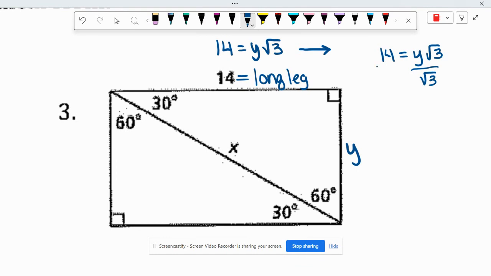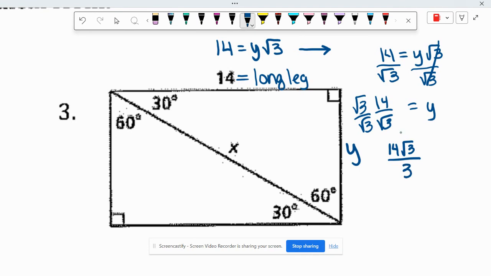Yeah, divide both sides by the square root of 3. So now I've got y all by itself. Y equals 14 over the square root of 3. Can I leave that like that? Can I leave the square root of 3 in the denominator? Nope. I have to multiply by a fancy one. Square root of 3 over the square root of 3. So 14 root 3 over, what is the square root of 3 times the square root of 3? That equals y.